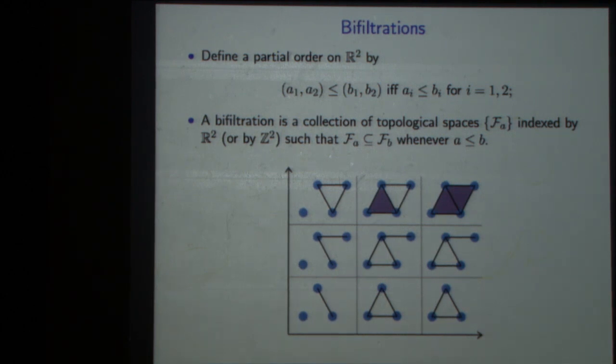Okay, I just want to make clear what this partial order looks like geometrically, at the risk of being pedantic. So A is going to be less than or equal to B if and only if A lives in the lower left quadrant with corner B.